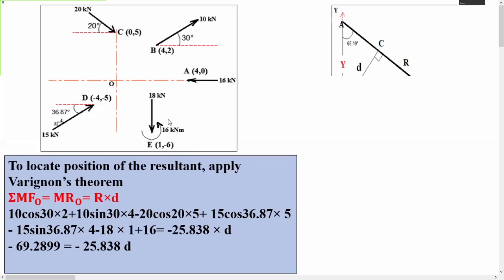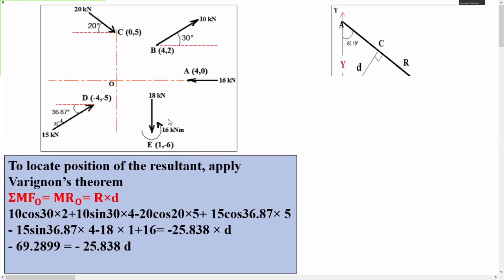Similarly, the y-intercept is found out by the equation summation of moment about point O divided by summation of F of x. Substitute the values, you will get the x-intercept and y-intercept.